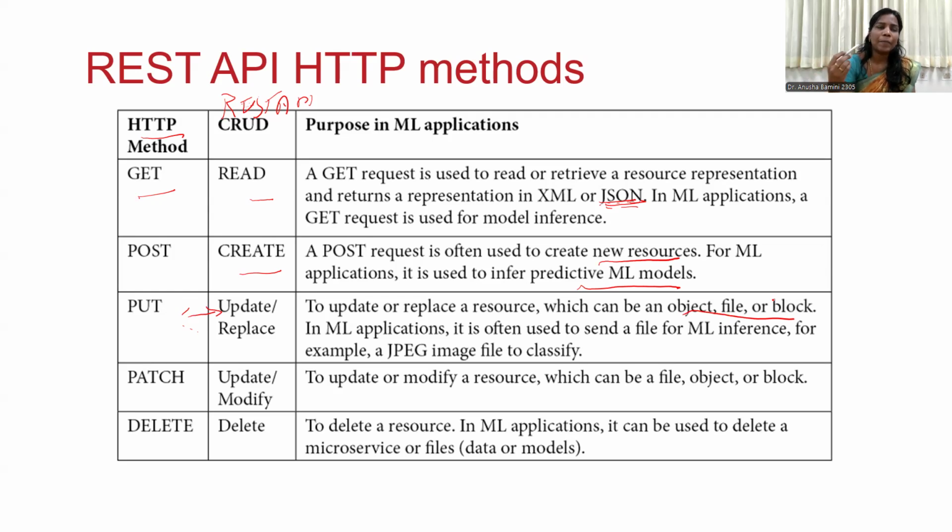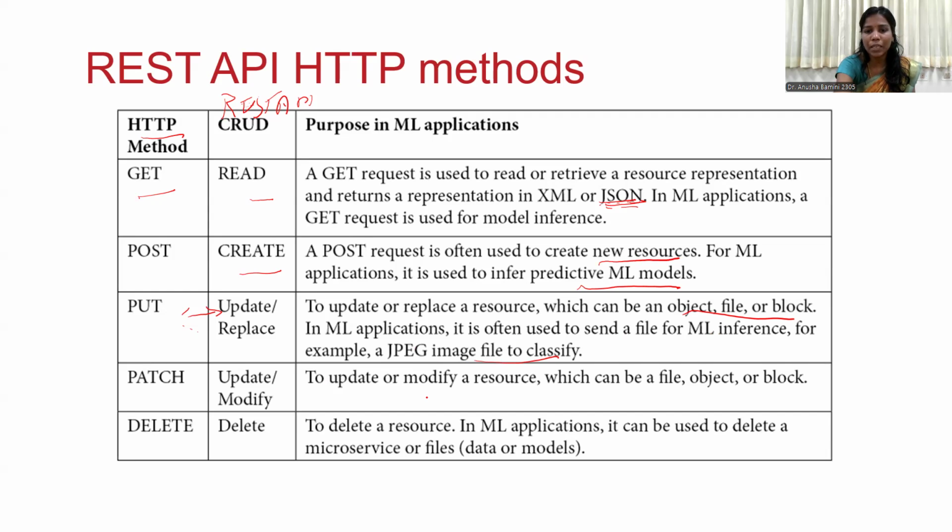As I said earlier, we are using an update command, or we are using Git commands like push and pull, or committing changes. So in those places we can use update and replace. In an ML application, it is often used to send a file for ML inference, for example a JPEG image file to classify. Then instead of the PATCH method, we are using update or modify.